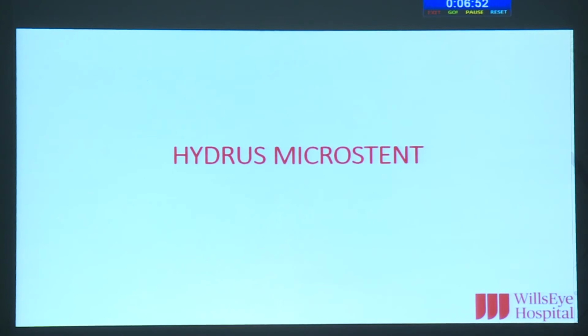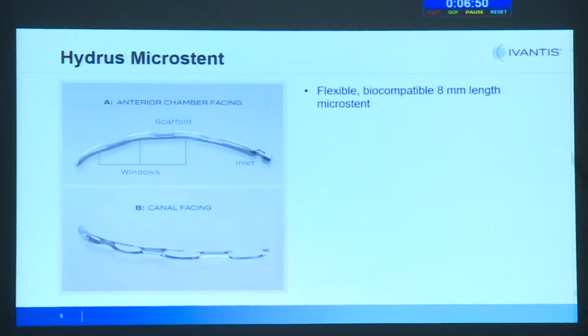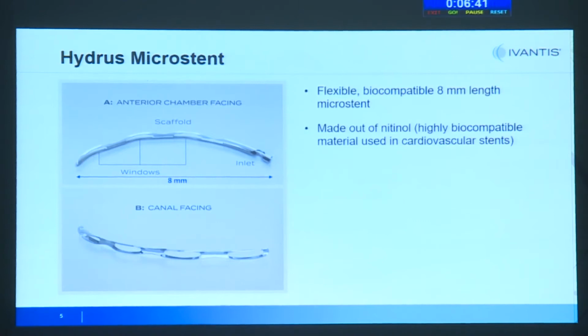First, let's talk about the Hydrus microstent. This is a flexible, biocompatible, 8 millimeter in length microstent. It's made of nitinol, a highly biocompatible material used in cardiovascular stents. There's some question of whether patients with nickel allergy should not get this device. There haven't really been any cases reported yet, but it has sparked some discussion.